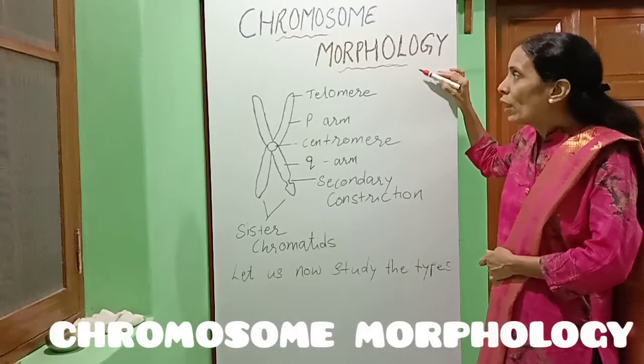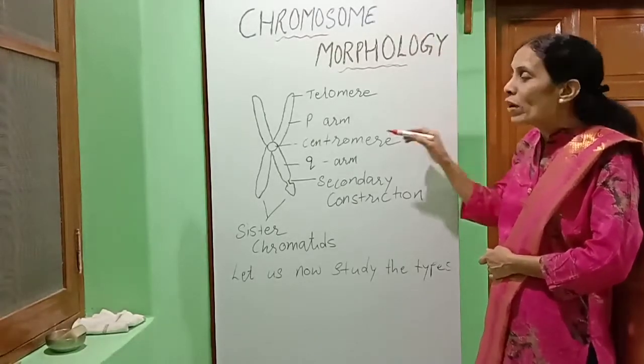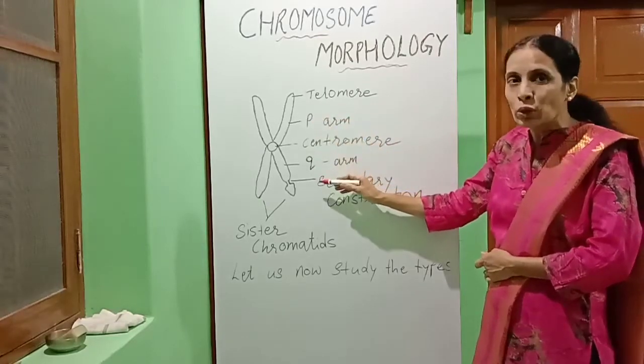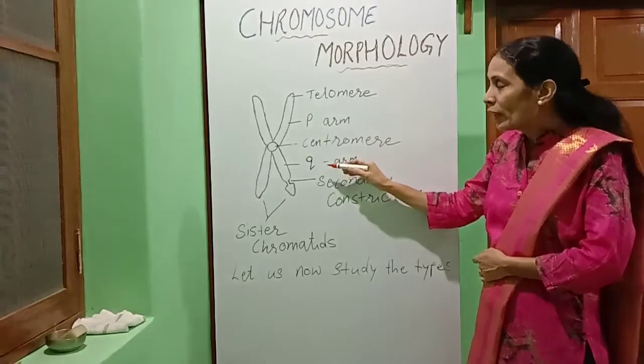Morphology. Chromosome morphology is the study of how the chromosome looks, the appearance of the chromosome.